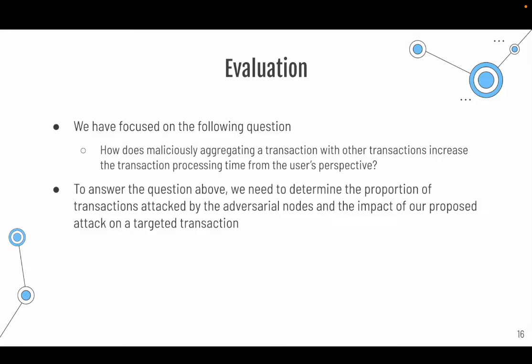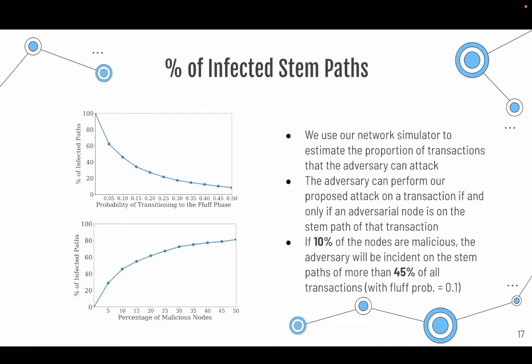To answer this question, we need to first determine the proportion of transactions that can be attacked by adversarial nodes, and second, the impact of our proposed attack on a targeted transaction. To estimate the proportion of transactions that the adversary can attack, we use our network simulators. We know that the adversary can perform the proposed attack on a transaction if and only if an adversarial node is on the stem path of that transaction. Therefore, we need to estimate the percentage of infected stem paths by adversarial nodes given different network variables.